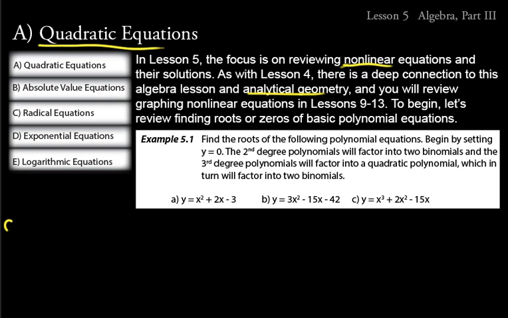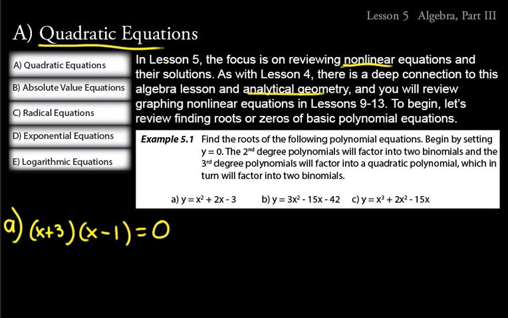A, x squared plus 2x minus 3. Let's factor that. That would just be two binomials. Two numbers multiplied together equal negative 3, added together equal 2. That'd be a plus 3 and a minus 1. So we'd have x plus 3 times x minus 1 equals 0.